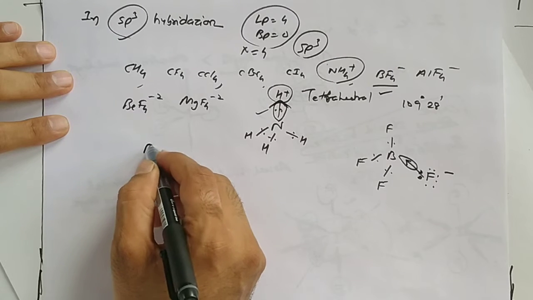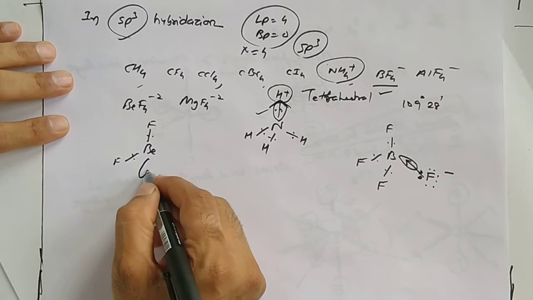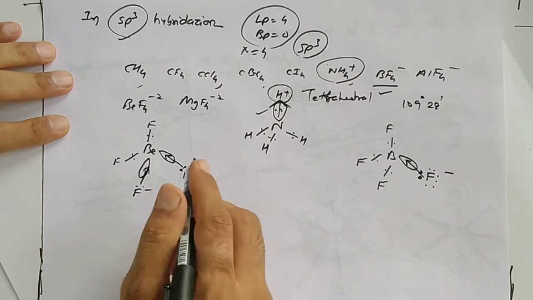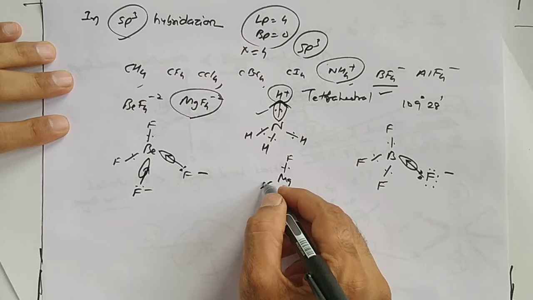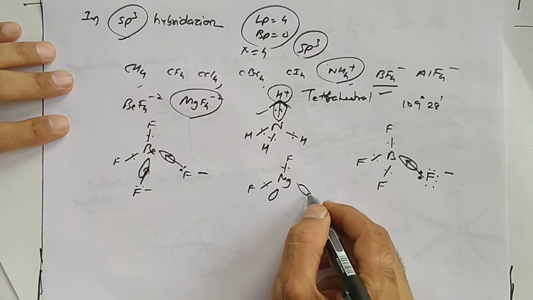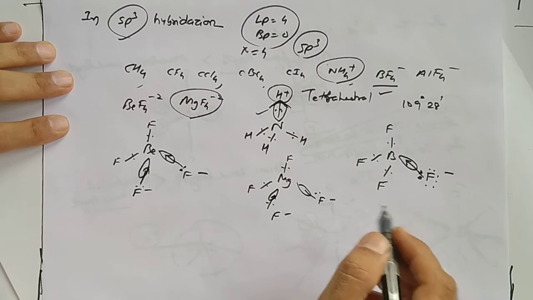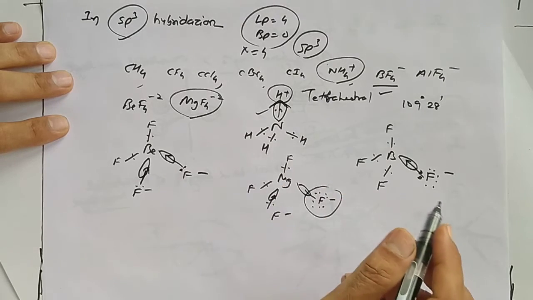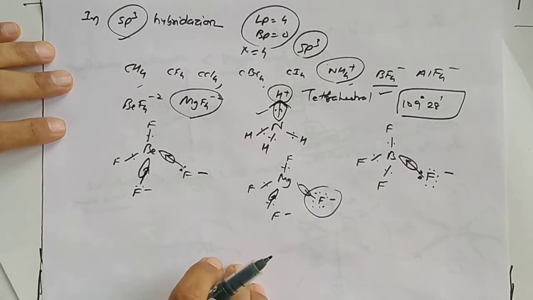Same with beryllium tetrafluoride. Beryllium has only 2 electrons in the outermost orbit, so 2 orbitals are vacant. These 2 vacant orbitals gain an electron pair from the fluoride ion, so it is tetrahedral. Same, magnesium has only 2 electrons, but 2 orbitals are vacant. It gains an electron pair from the fluoride ion, which has 8 electrons. 2 are donated to magnesium. So bonding pairs are now 4, so it is exactly tetrahedral. The angle is 109.28.